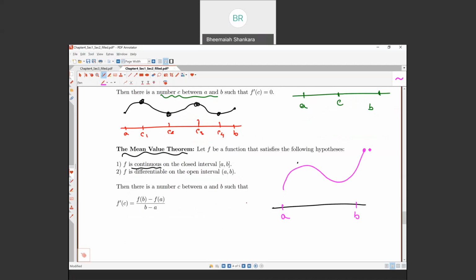So this is your f(b), the value of the function at b. This is your f(a). You are seeing that f(a) and f(b) are not equal, but still the graph is continuous on the closed interval [a, b] and differentiable on the open interval (a, b). So the derivative should exist at all the other points. And at these points c2, c3, you are able to define the slope is 0.